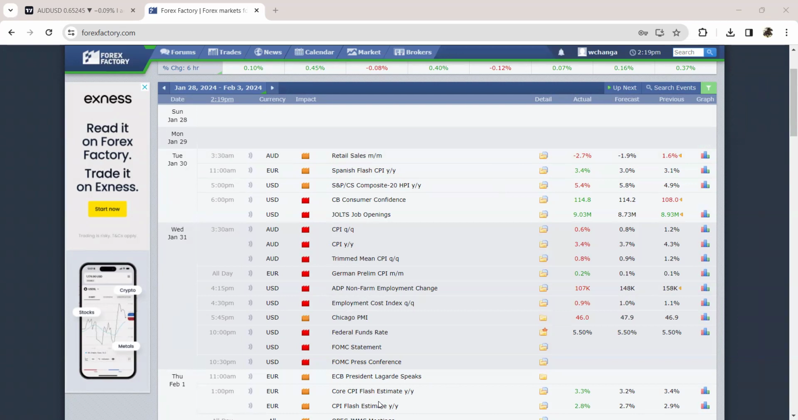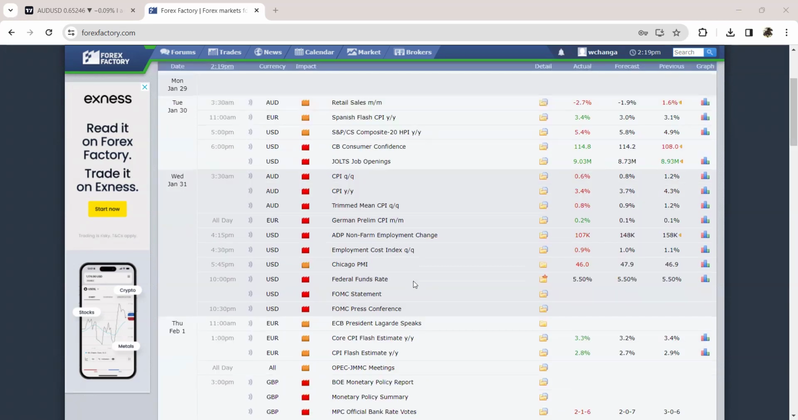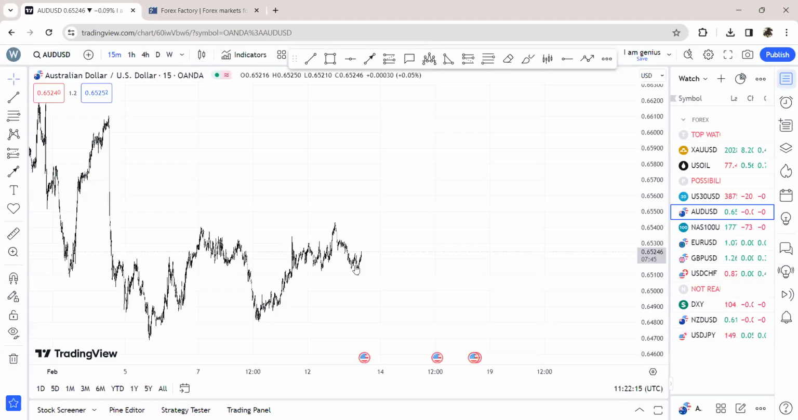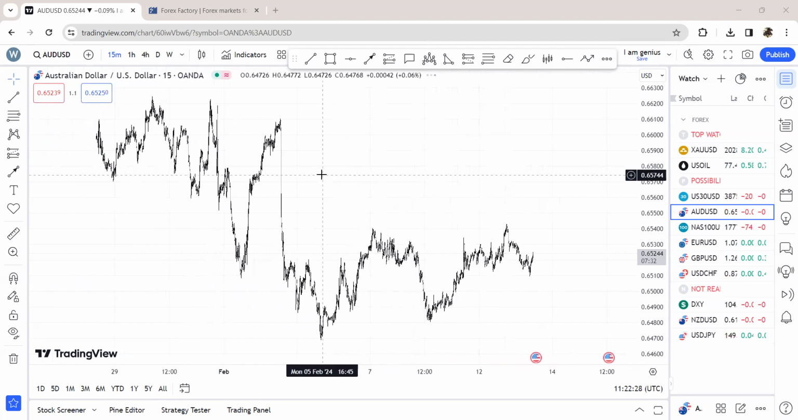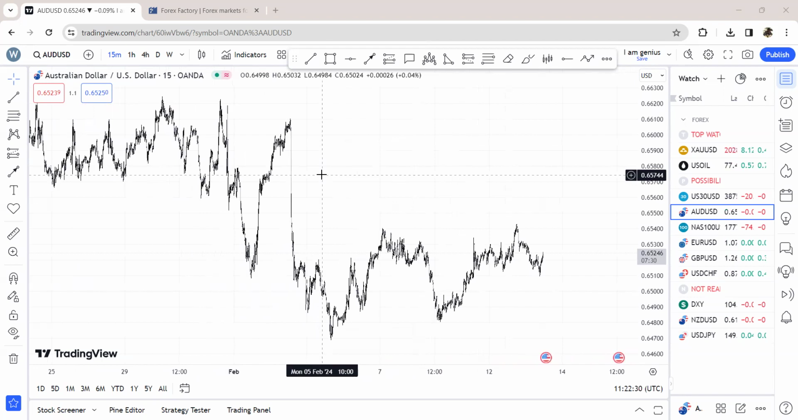So what you want to do is you want to ensure that, I just want to make sure that this is exactly what's showing there. Okay, it is. Okay, so you want to ensure that the news release aligns with your technical analysis.